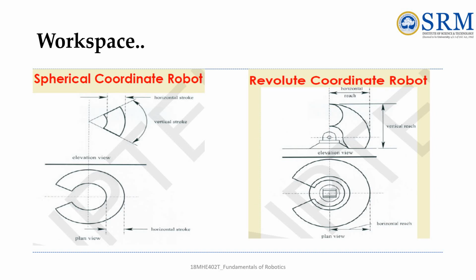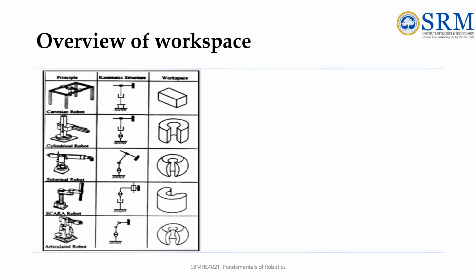Okay, so this is an overview of the workspace for Cartesian coordinate robot. What is the structure and its workspace? For cylindrical robot, what its structure and its workspace. Spherical robot, its structure and workspace. Okay, so we have seen articulated, revolute, and its workspace.